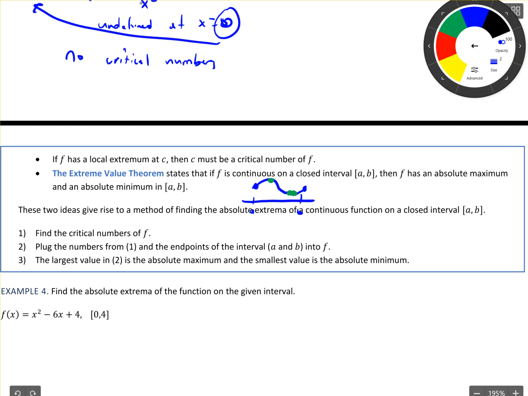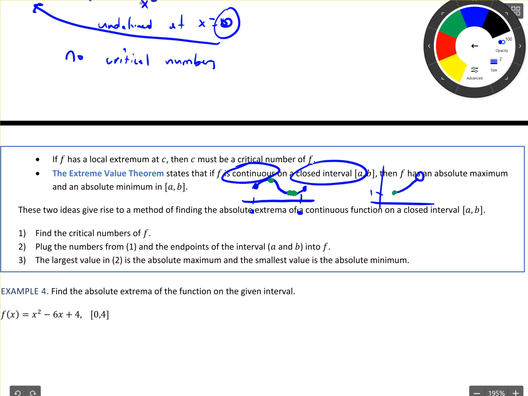Now notice it has to be continuous. The key here is continuous, and it has to be a closed interval. And the reason for that is if I were to draw this instead, let's suppose I have an open interval. So let's just say it looks like this. So I pick an open interval there. Notice I do have an absolute minimum. It's right here.